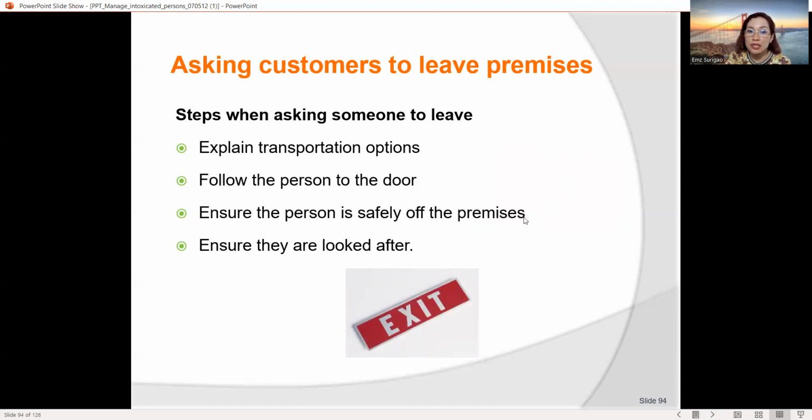Steps when asking someone to leave: explain transportation options, follow the person to the door, ensure the person is safely off the premises, and ensure that they are looked after. Okay, so that is part of the responsibility of the owner. Because if something happened, they are from your establishment, and if they did not arrive home, it will be your responsibility because you are the last contact.